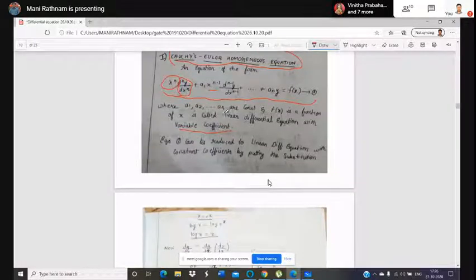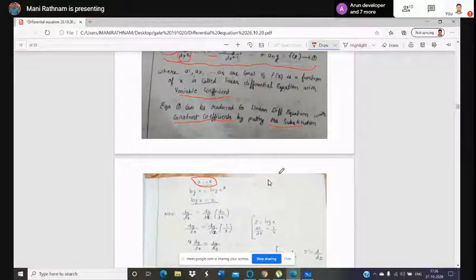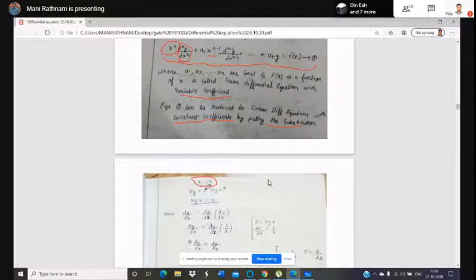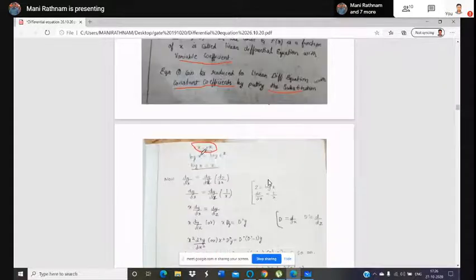So equation 1 can be reduced to a constant coefficient differential equation by using the substitution x equal to e power z. Why are we using x? Because the coefficient of the differential equation is x only. If any other variable is there, we can use that corresponding variable. So x equal to e power z is the assumption to bring it into a constant coefficient differential equation.